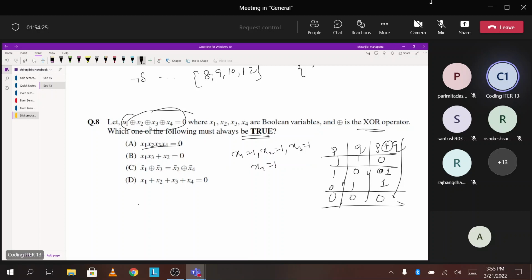Because all are equals to 1, obviously x1 plus x2 plus x3 plus x4 that will be equals to 0. But x1 into x2 into x3 into x4 that is 1, that is false. x1 into x2 that is 1 into 1 plus 1 that is 1, that is not equals to 0. But D case 1 plus 1 plus 1 plus 1 that is equals to 0, that is not 0. So this also becomes false. But this one is 0 plus 0 that is equals to 0 plus 0.